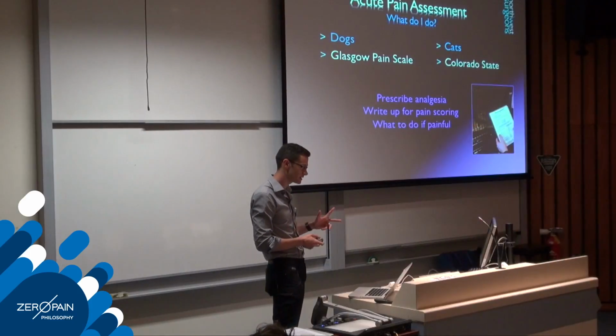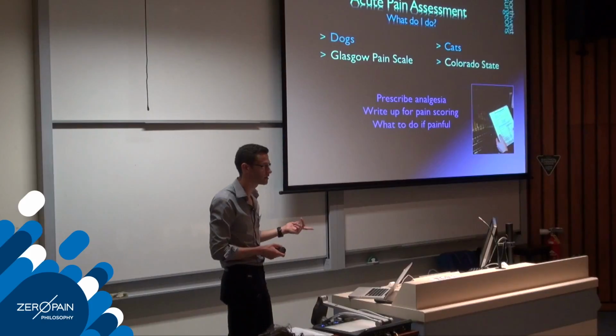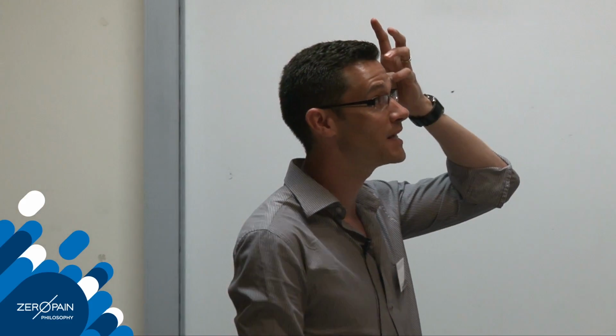Acute pain assessment. So what do we do? There are two validated pain scales for both dogs and cats: the Glasgow pain scale and the Colorado State pain scale. And I know we had a walk around here yesterday and I saw both of these up on the wall in the ICU, so I know the guys at Massey are using these pain scales. And they're both really easy to use.